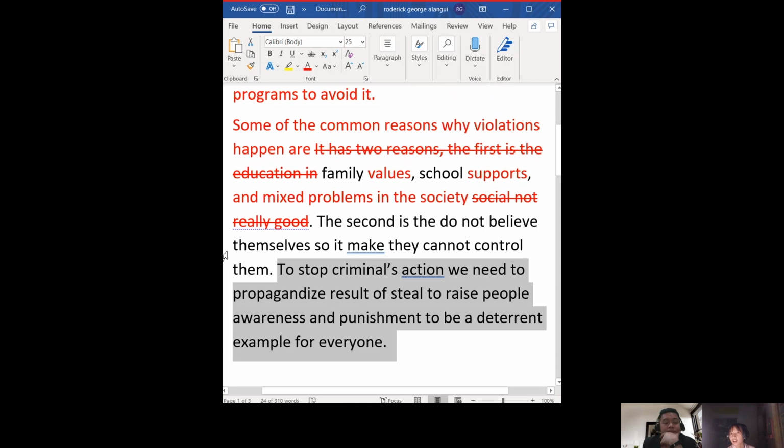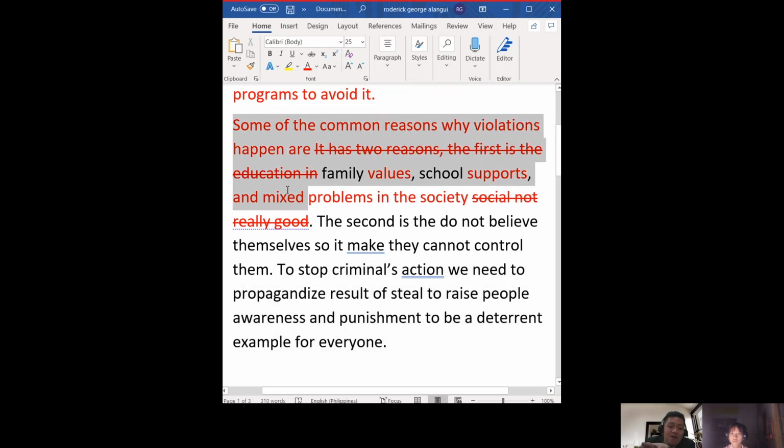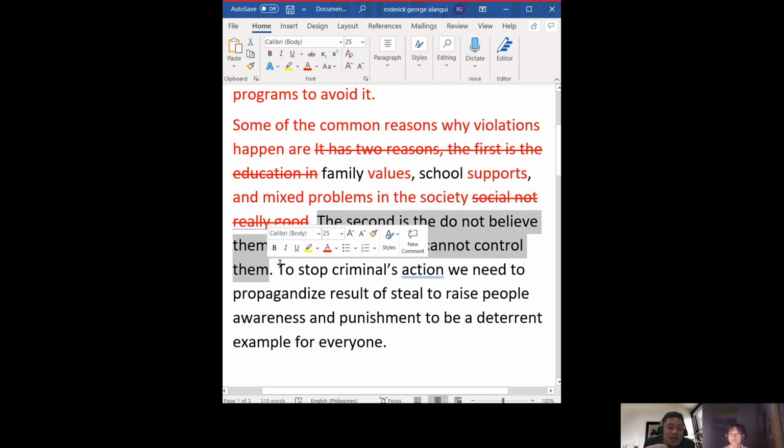You cannot answer that in one paragraph only. Do not put all your ideas in one paragraph. Remember that this is one of where your score is coming from: coherence and cohesion. The meaning of coherence and cohesion is the connection of one sentence to another. So you have to connect this to this to this.